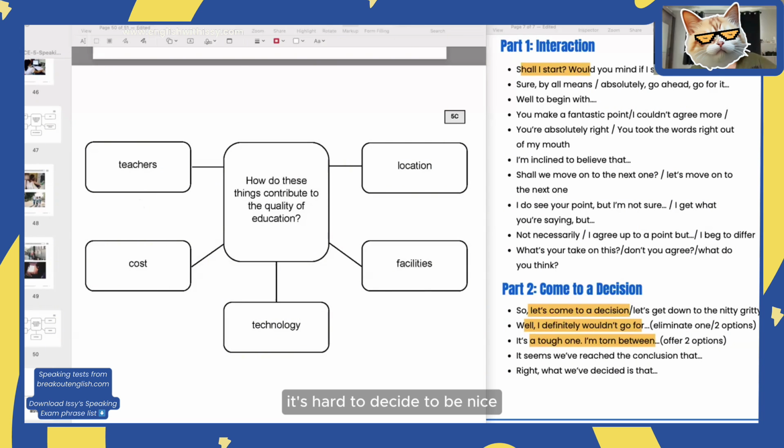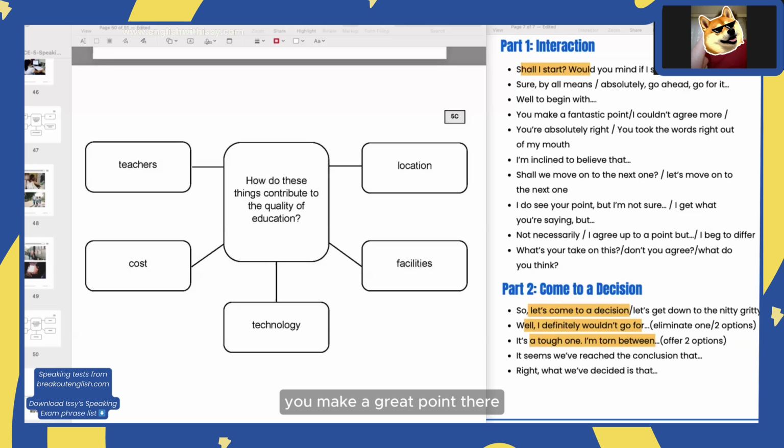It's hard to decide, to be honest, but if I have to pick only one, I would go for technology, because if you don't have teachers to pass or explain to you the information, it doesn't matter what technology or what computers you have. You make a great point there, and I think I have to agree with what you just said.